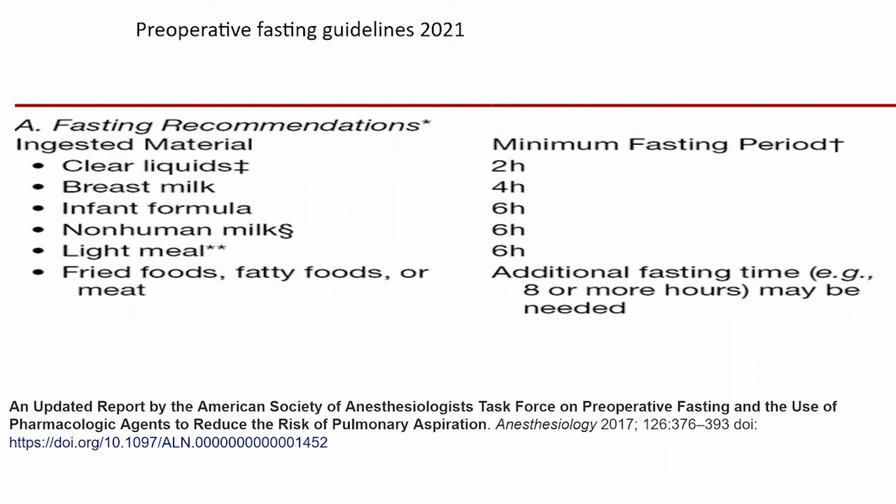But recently the issues have changed. The latest universal guideline given by the anesthesiologist task force is that clear fluid can be given up to 2 hours prior to the anesthesia; the minimum fasting period is only 2 hours. For breast milk it is 4 hours. In children, infant formula 6 hours. Non-human milk 6 hours. Light meal 6 hours, and other heavy food 8 hours. 8 hours is considered the standard protocol.